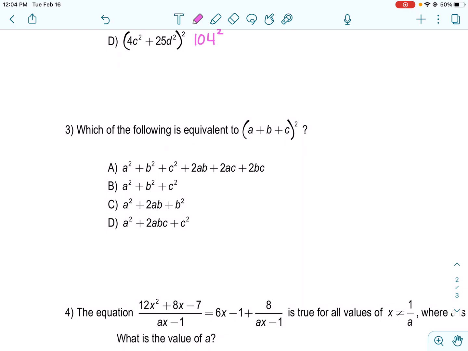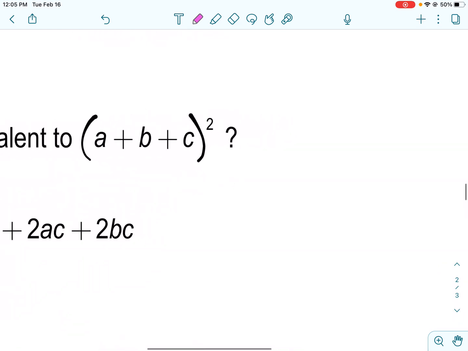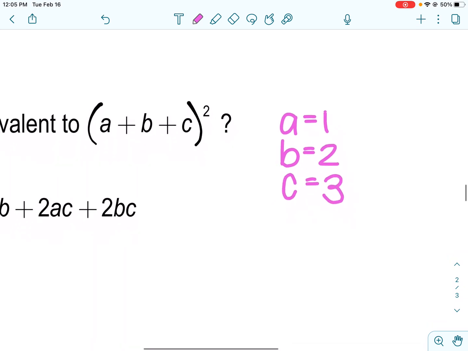Here's another one where it's totally up to you: A plus B plus C squared. You could multiply that out, A plus B plus C times A plus B plus C. This is one where I think it might be a good idea to do the substitution idea. I'm going to plug in 1 for A, 2 for B, and 3 for C, and see what I get. For the initial expression, 1 plus 2 plus 3 squared.